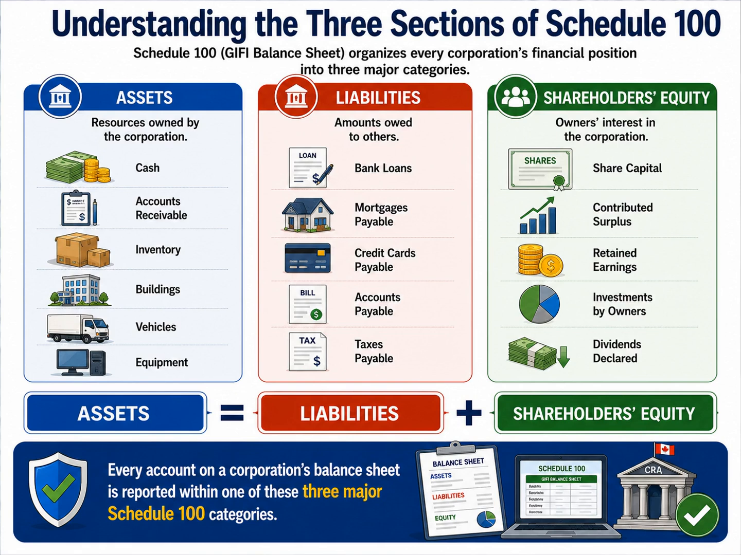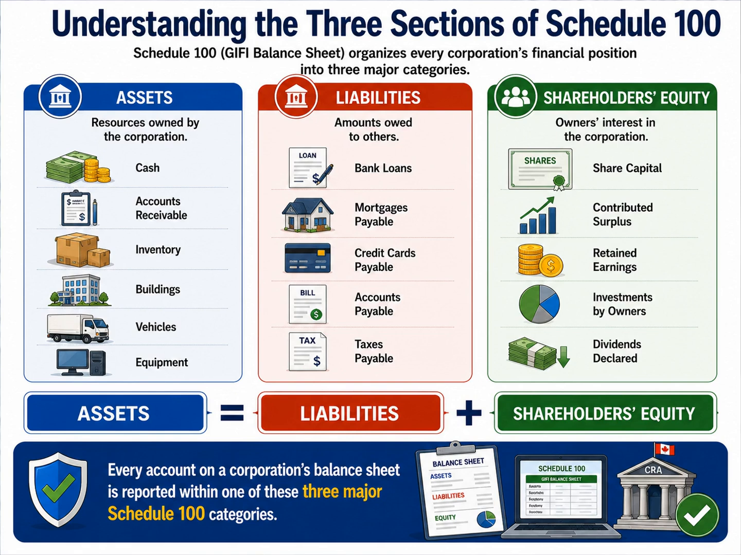The second section is liabilities. Liabilities represent amounts that the corporation owes to other parties. These obligations may include bank loans, mortgages, accounts payable, credit card balances, taxes payable, and other debts. In simple terms, liabilities represent the corporation's financial obligations that must eventually be repaid.